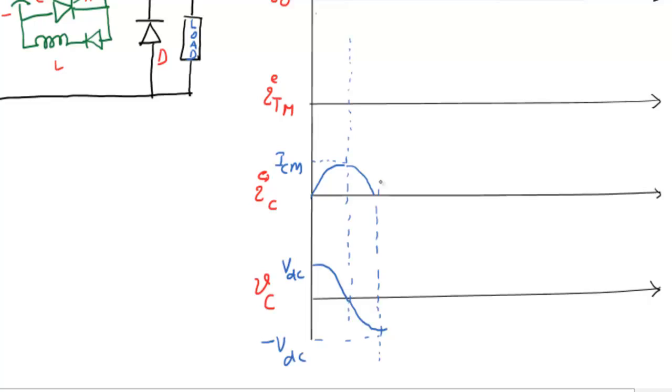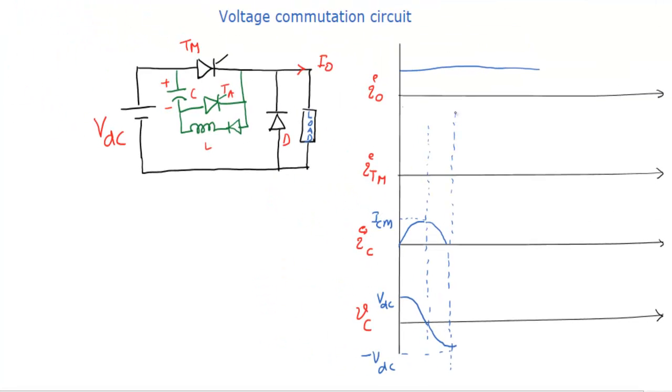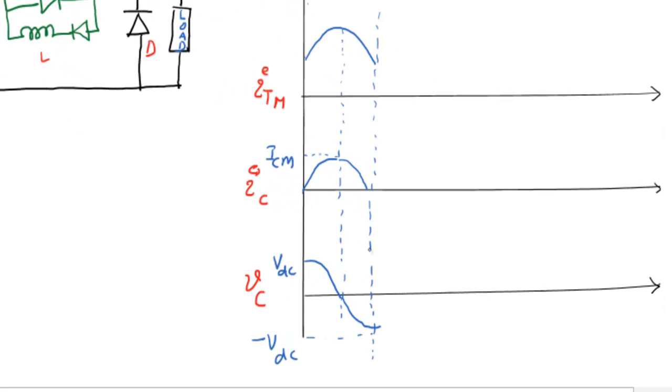During this time, the current flowing through the main thyristor will be the sum of these two, that means load current plus tank circuit current. That's why it will follow like this. After the voltage reversal across the capacitor, as we discussed, the voltage across the capacitor remains the same at minus VDC, and the current flowing through the capacitor will be 0. The current flowing through the main thyristor will be the load current I0.